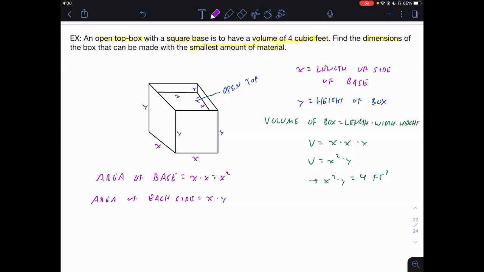Okay, which means then the total area of the box, the total material that we need to create the whole box, is going to be, well, what? How many sides do we have? Left, right, front, back. 1, 2, 3, 4 sides. So 4 sides here of x and y.